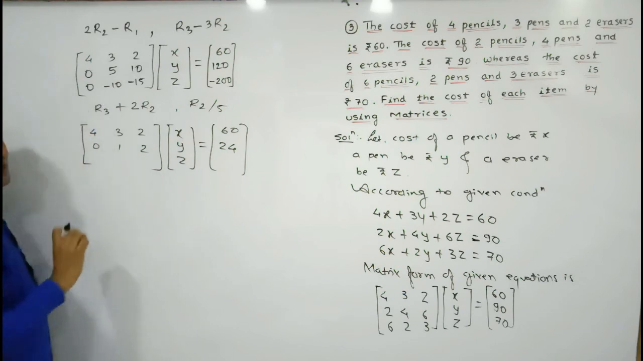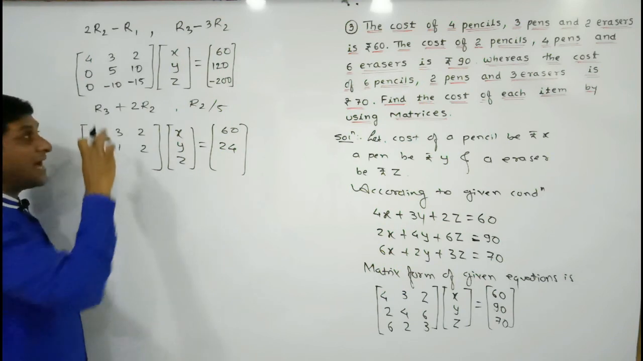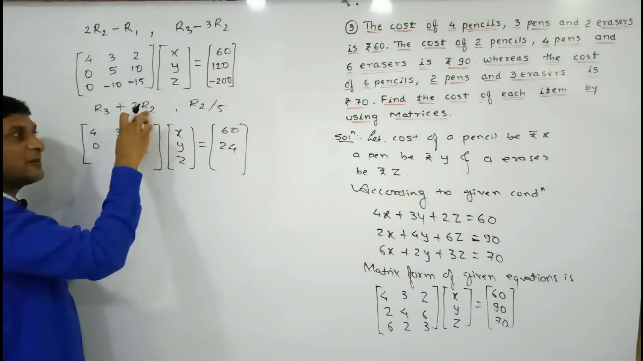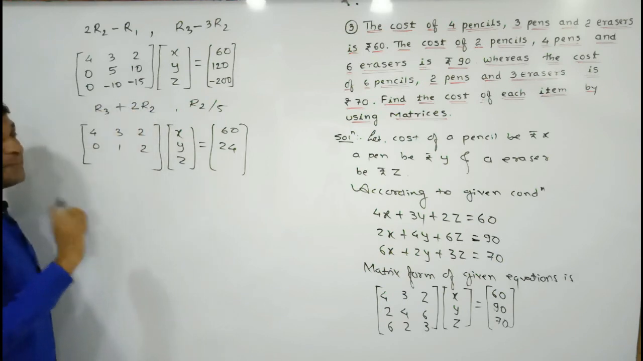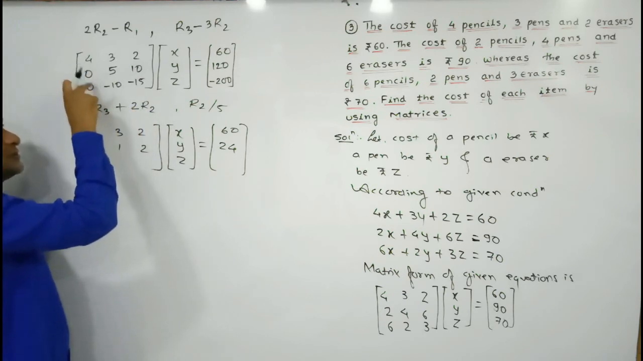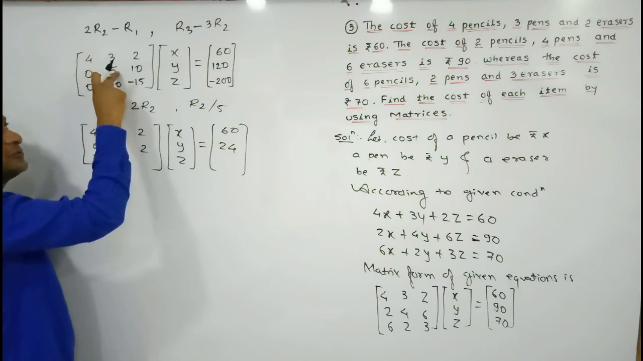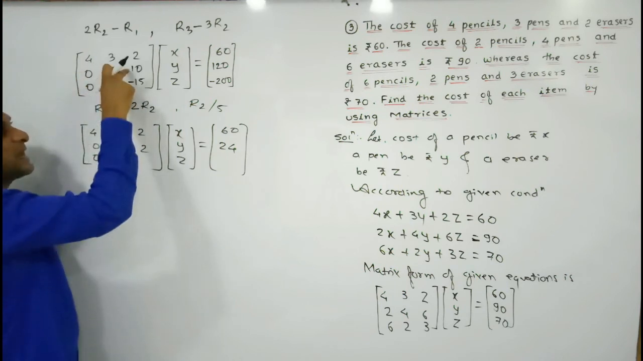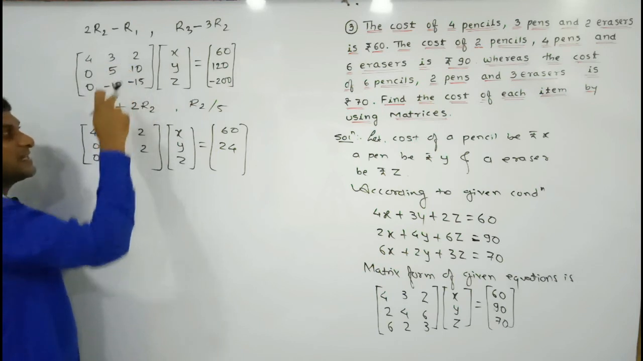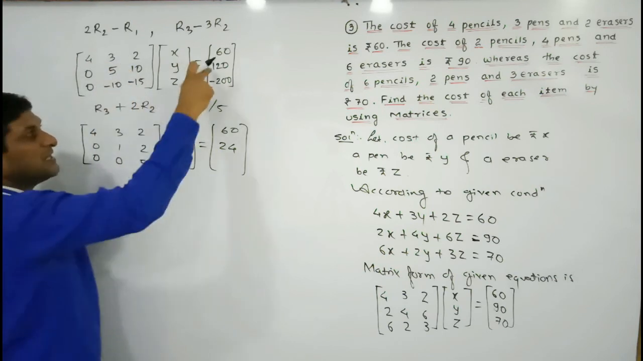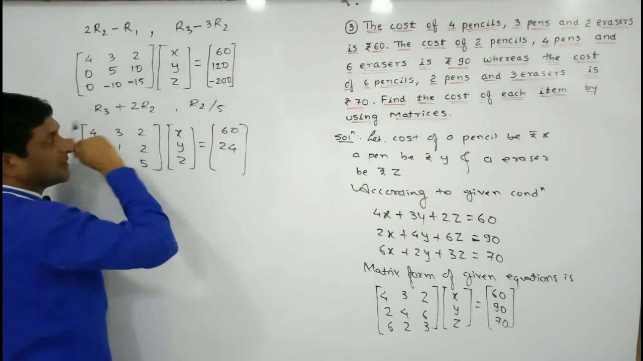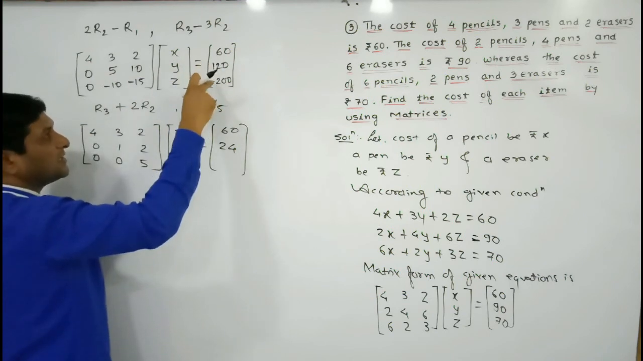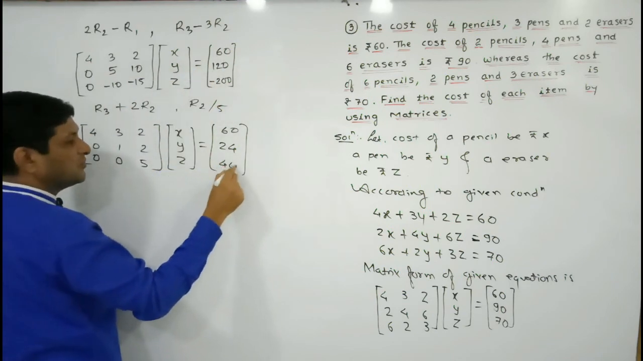Now perform this operation on the element of R3. We are using the corresponding element of R2 and we are multiplying R2 by 2. Multiply by 2: 0, 0 plus 0 is 0. Multiply by 2, here we will get 10, 10 minus 10 is 0. Multiply by 2, 20, 20 minus 15 is 5. Multiply by 2, so here we will get 240. 240 minus 200 will be equal to 40.